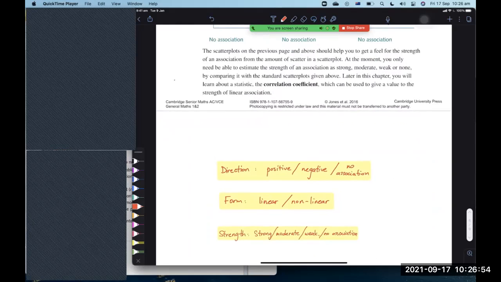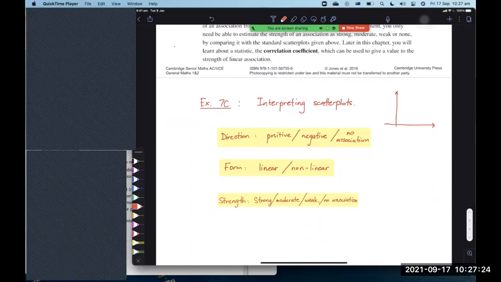So basically, this is a summary of exercise 7C. However, I don't want you to remember the exercise number. I want you to focus on understanding the topic, okay? And that's interpreting scatter plots. Remember, this is bivariate data, so you're looking at two axes and you're seeing how they relate to each other.